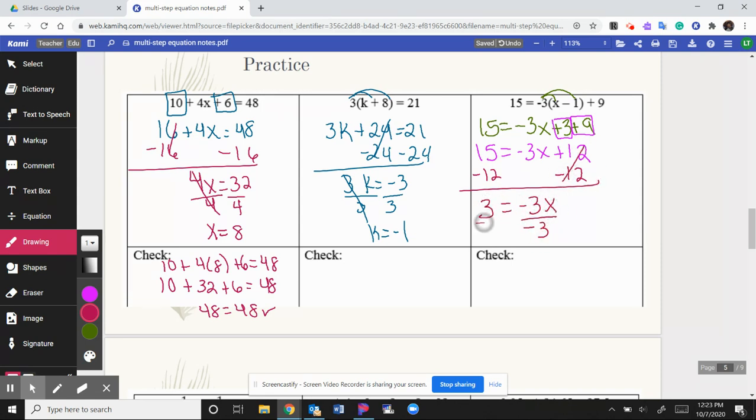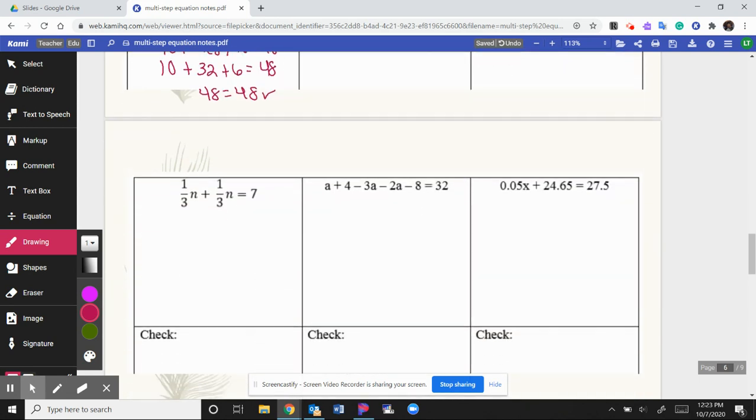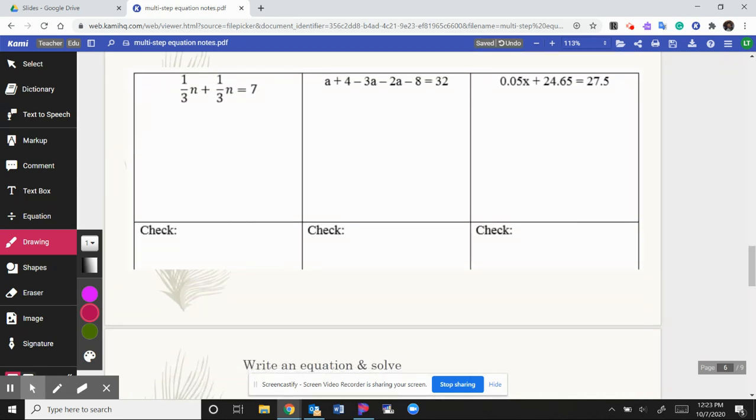Divide by your negative 3. And you should be getting x equaling negative 1. Okay. Moving on, again, please take a moment, pause the video, and write these 3 problems down.